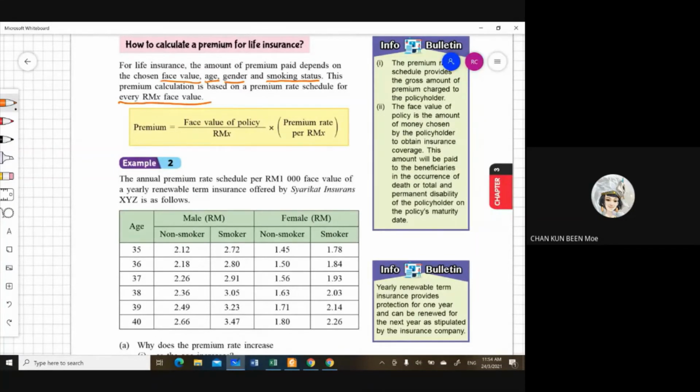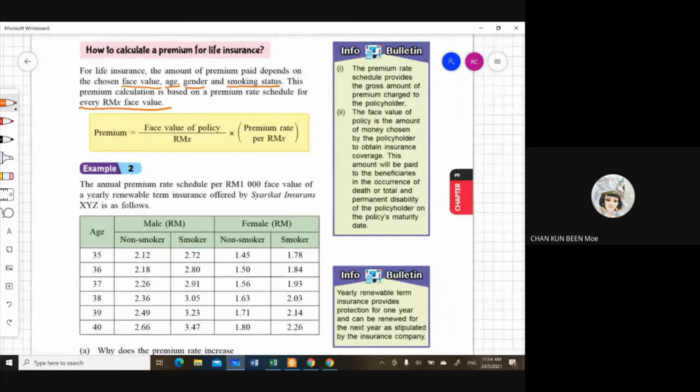Okay, let us look at what is the meaning of the terms given over there. You look at the info bulletin here. The premium rate schedule provides the gross amount of premium charged to the policyholder. This one will always be given in the form of table. We are going to go through that later on. Second, the face value of policy. Okay, the face value is the amount of money chosen by the policyholder to obtain insurance coverage. It is chosen by you yourself.